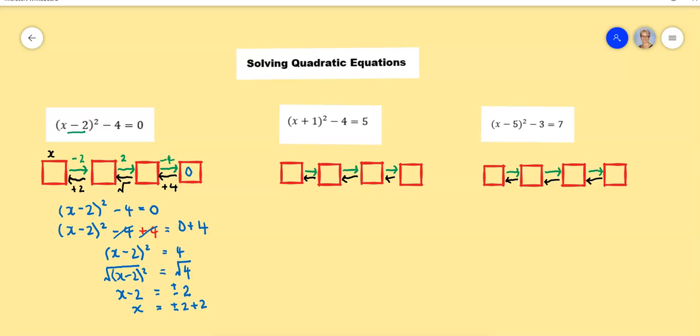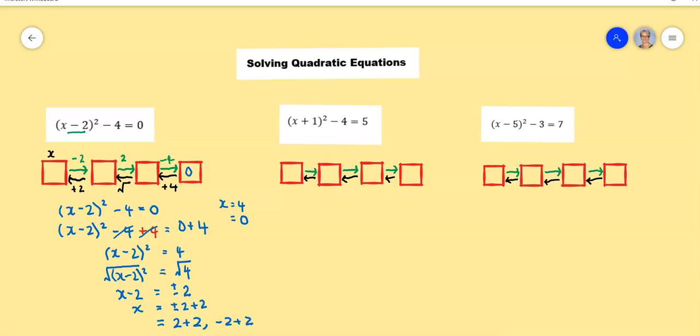Now, this means that for this quadratic, there are actually two solutions. The first solution is positive 2 plus 2. The second solution is negative 2 plus 2. Now, positive 2 plus 2 gives us 4. And negative 2 plus 2 gives us 0. So the two solutions to this equation are X is equal to 4 and X is equal to 0.